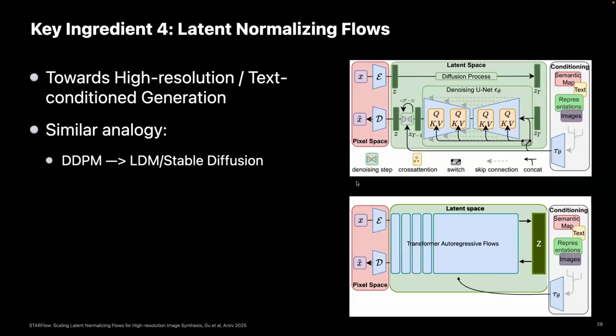And moving forward, of course, we have Stable Diffusion and LDMs, right? So normalizing flows should also do something like that. It's a similar analogy from DDPM to LDM. We can do the same thing where you have a deep-shallow architecture, but running everything in the latent space.